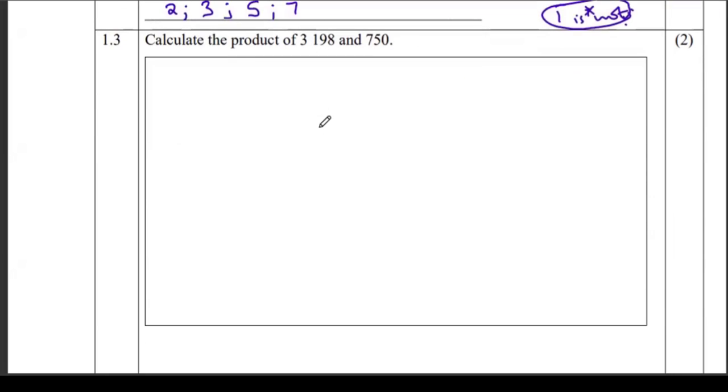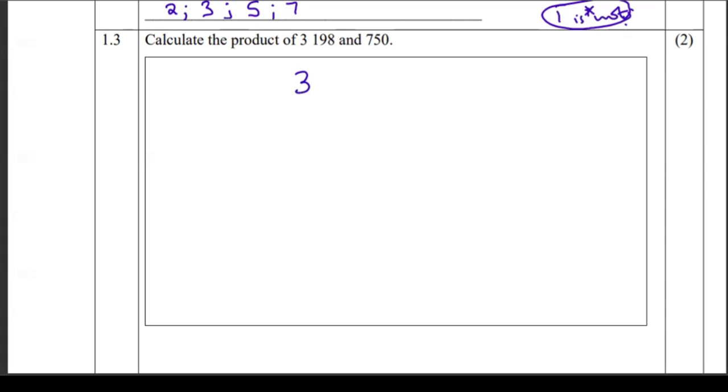Then 1.3, calculate the product of 3198 and 715. Now in this case, you have all choices to use whichever method you feel comfortable with. Okay, some people would prefer to use the Pison's square method. I would prefer to use the column method for as long as the target is to get to the answer. Okay, so I'm going to use the column method and see.